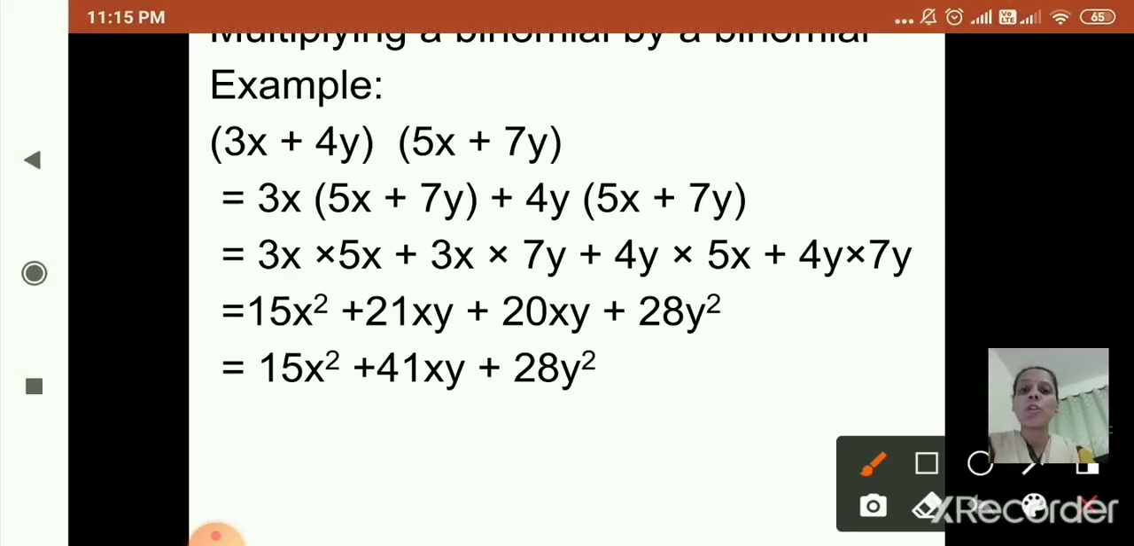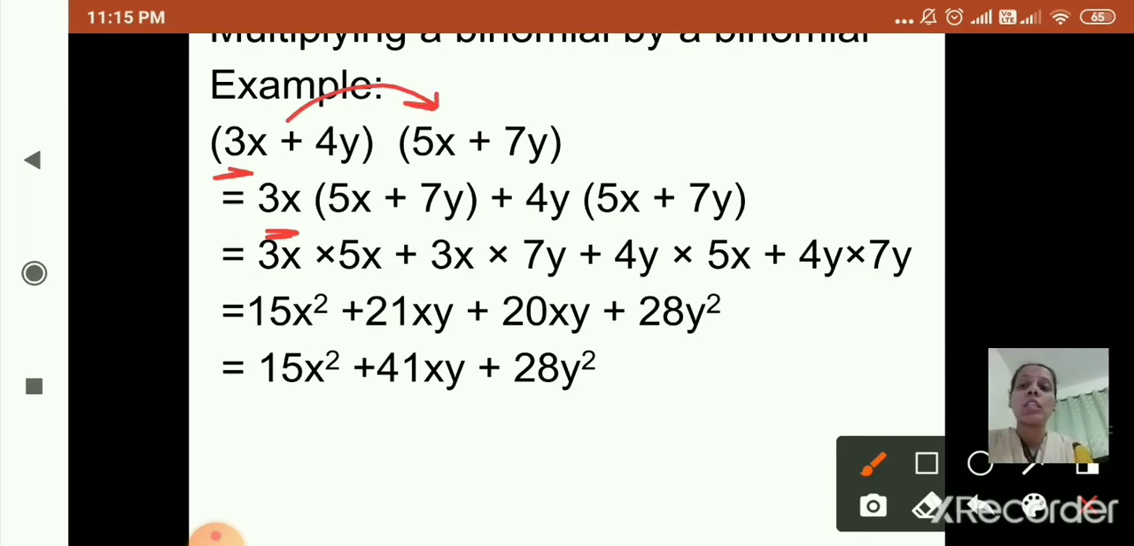So first, see the first binomial expression, that is 3x plus 4y. Okay, so first we will write down 3x multiply by the second bracket.